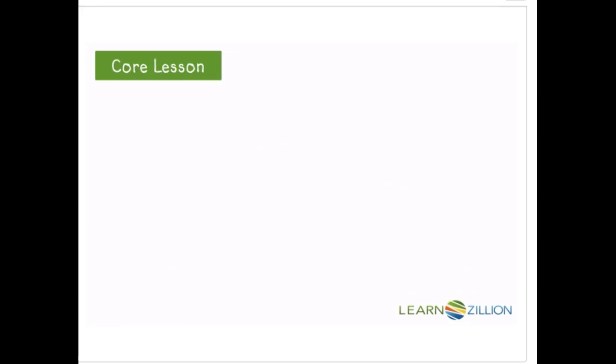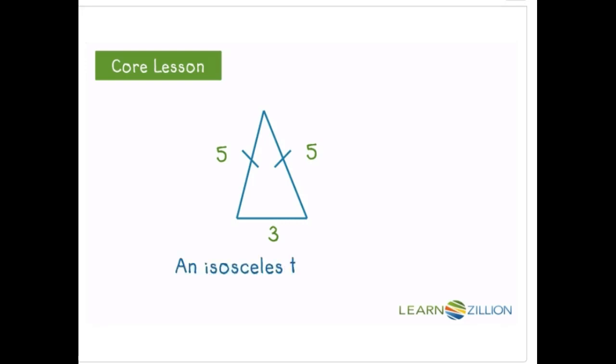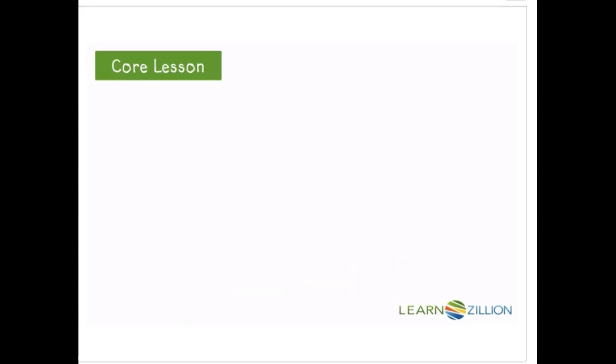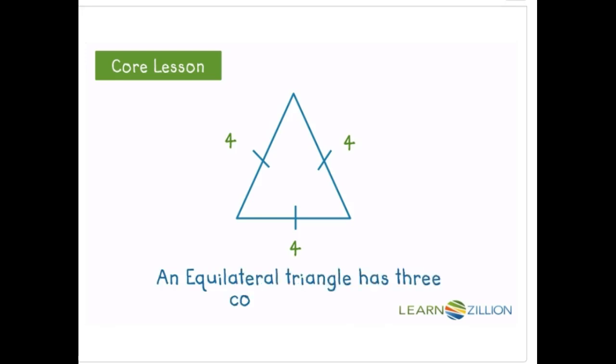The next figure has two congruent sides, and we can classify or name this triangle as an isosceles triangle. The tick marks tell us that the sides are congruent. So an isosceles triangle has two congruent sides. Lastly, we have a figure that has exactly three congruent sides. We can call this an equilateral triangle because all three sides are congruent or equal.